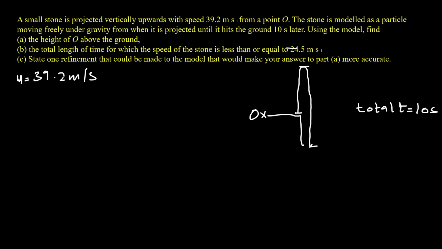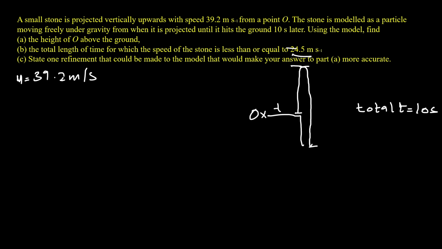So using the model, find the height of O above the ground, the total length of time for which the speed of the stone is less than or equal to 24.5 meters per second, and state one refinement. So we have to find the height of O. Let's break down the problem into small parts. First we need to calculate how much time it took for the stone to go from here to here.